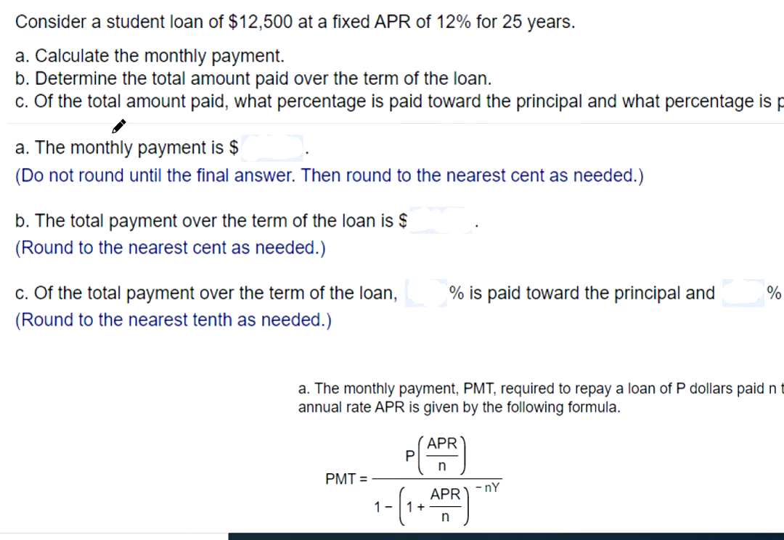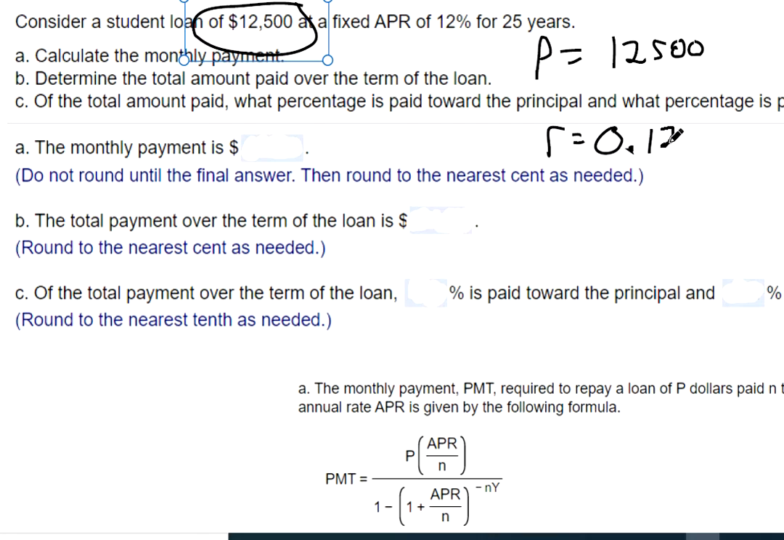So we're supposed to consider a student loan of $12,500 at a fixed rate of APR. Okay, so this is the principal, the starting amount. We have an APR of 0.12. Make sure to use the decimal form of the percentage. And then time is Y in their formula, in years. So that's what we're going to want to plug in.